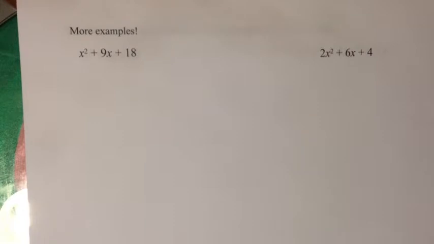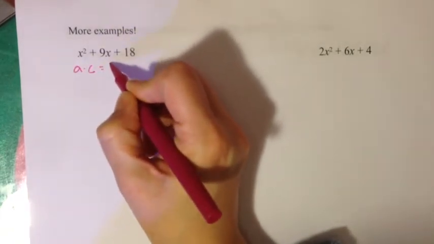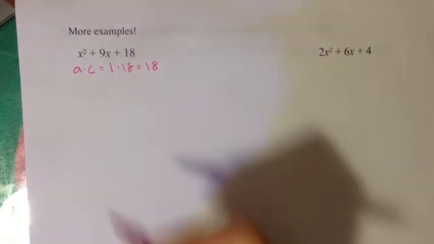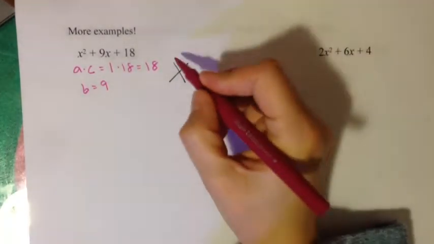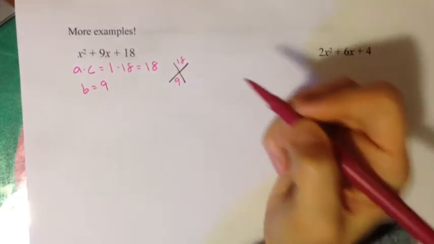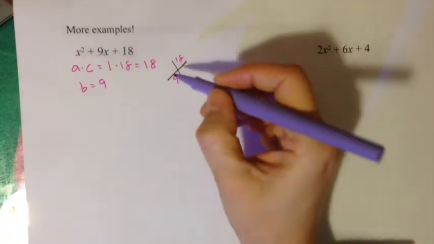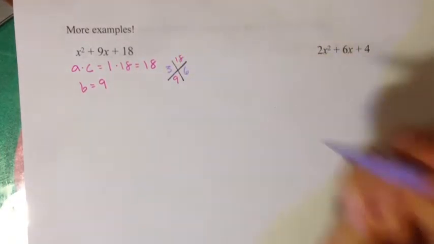Let's look at factoring x squared plus 9x plus 18. I start by figuring out what a times c is. In this case, a is 1 and c is 18, so I'm going to end up with 18, and my b is 9. So I'm looking for things that multiply together to be 18, but add together to be 9. And as I start going through the list of factors for 18 in my head, I see that 3 and 6 will work. 3 and 6 multiply together to be 18, but add together to be 9.